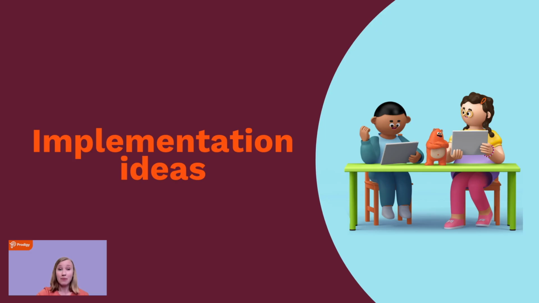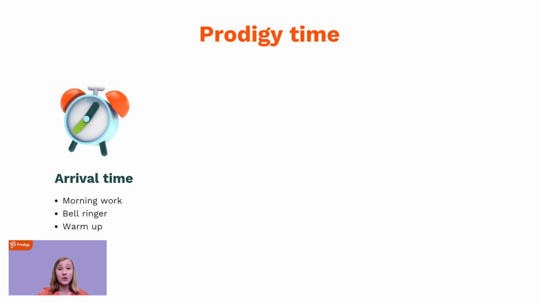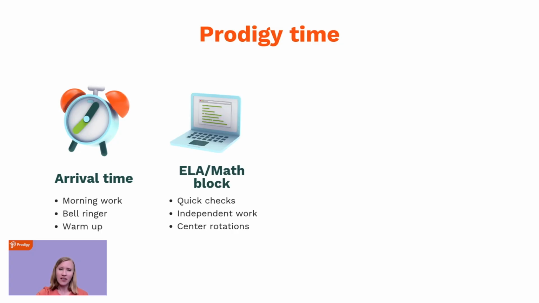Let's take a look at some implementation ideas. Here are some of the ways that I used Prodigy in my own classroom. First is arrival time. Whether Prodigy is your morning work, bell ringer, or warm-up activity, having Prodigy first thing will make students want to arrive to class on time. Next is the most common case, the ELA and math block. Students can work on assignments you create or their adaptive learning path for automatic differentiation.